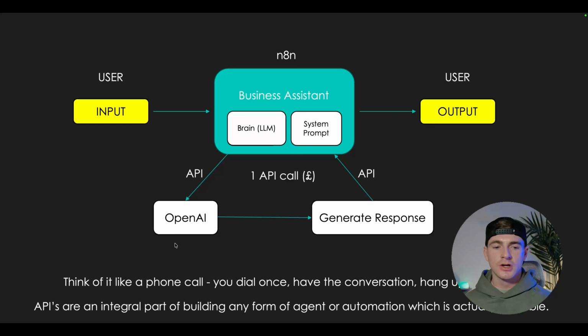You dial once, you have a conversation, and then you hang up, and that is one call, one API call, okay? And APIs are an integral part of building any form of agent or automation which is actually valuable. So this is a really important concept to understand, because n8n in isolation is actually pretty useless. But what makes n8n so powerful is the ability to connect it to external software, apps, services, and that's what kind of gives n8n its power, right?